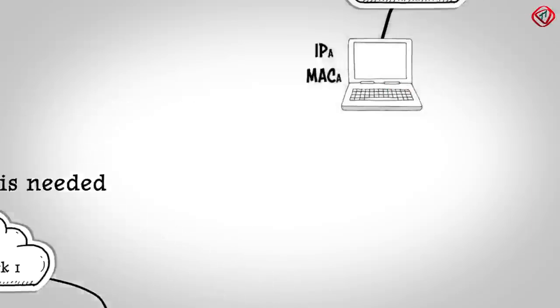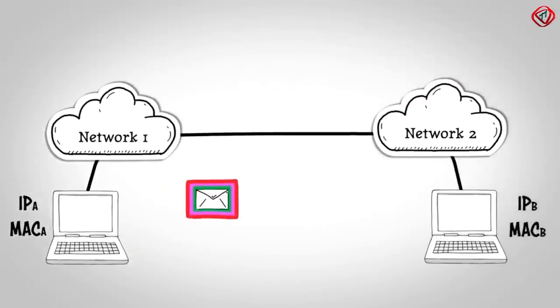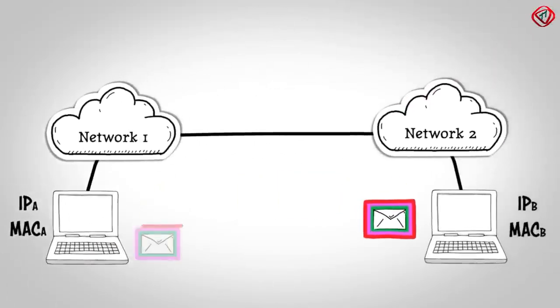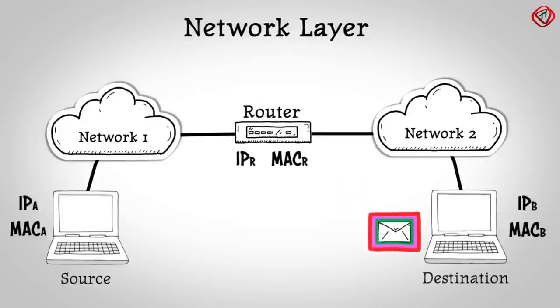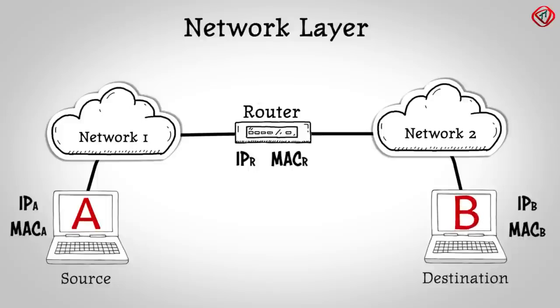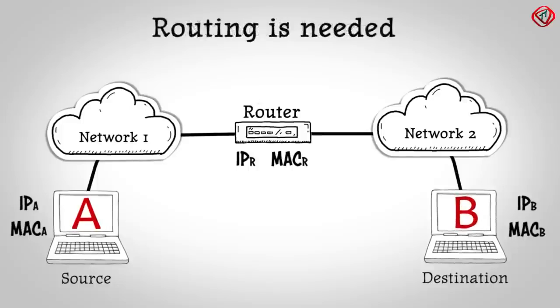That is, no routing is needed. However, when the message is being sent to a node outside a network, for example to the internet, the network layer moves the message from the sender to receiver through routers. Consider two networks connected with a router. Computer A needs to send data to computer B. Please note that both computers are present in different networks. Hence, in this case, routing is needed.